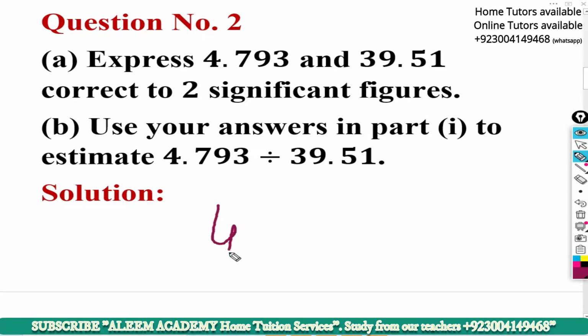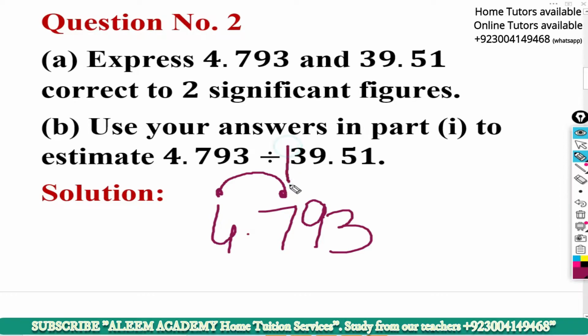The first number is 4.793. Okay, and we have to express this to two significant figures, which means we have to write down the answer in two significant figures. Whenever we are talking about significant figures, we have to count the numbers from the left side, because mathematics starts from the left side. And when we are talking about the rounding of the numbers, then we have to start from the right side. So the first number is this, the second number is this. We have to express two significant figures.